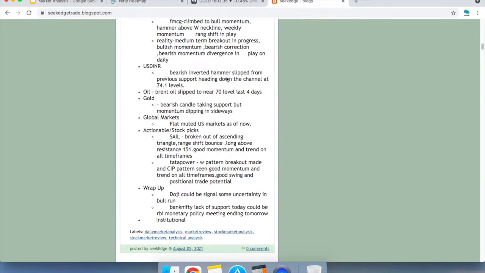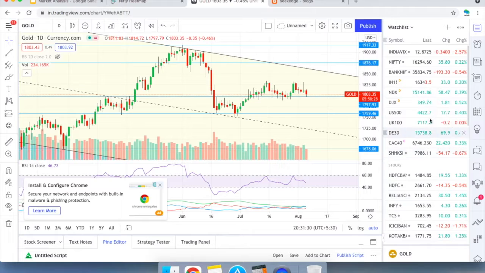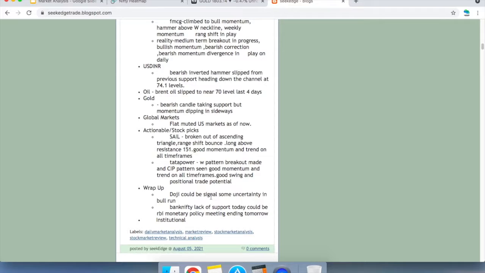So the global market is flat. You can see that as of now, Nasdaq is slightly green, right? No big moves are seen on the US market, but green or flat.